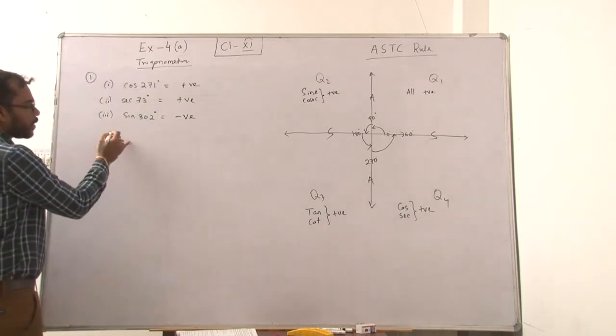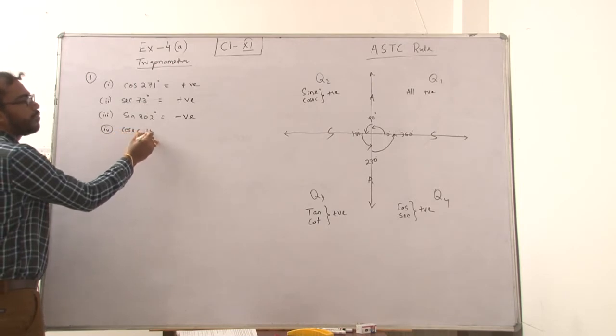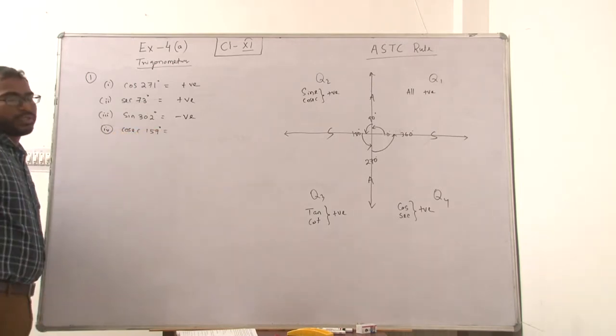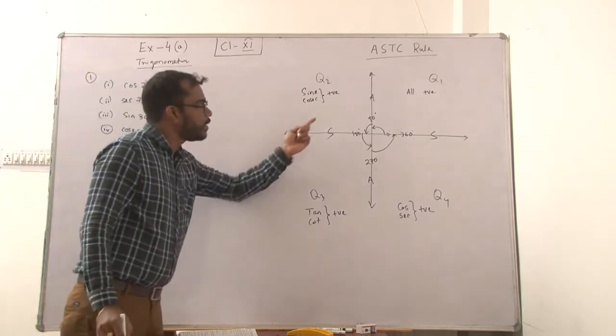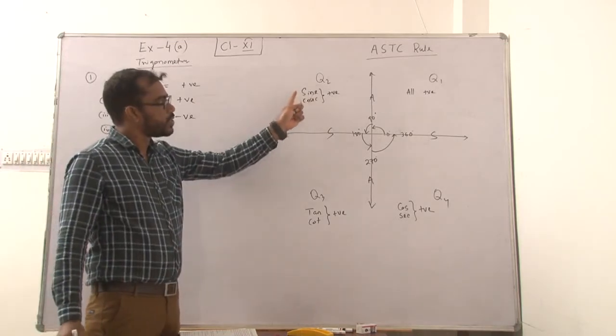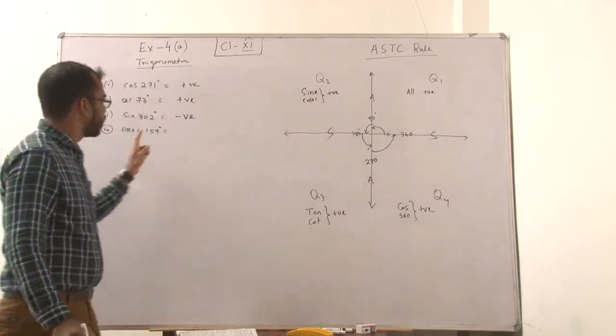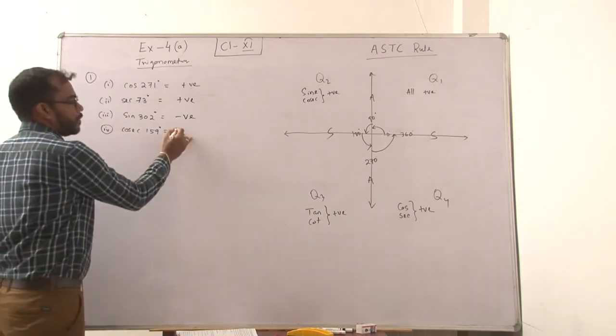Similarly, the fourth bit is cosec 159 degrees. The angle is 159 degrees, which lies in the second quadrant, and in the second quadrant sine and cosec are positive. Here the ratio is cosec, so it is positive.